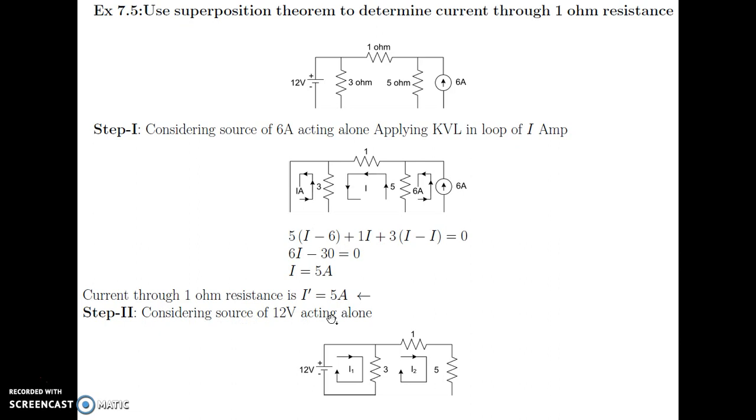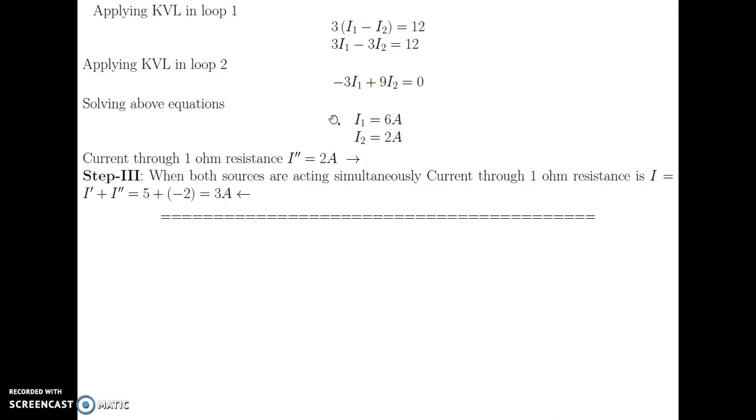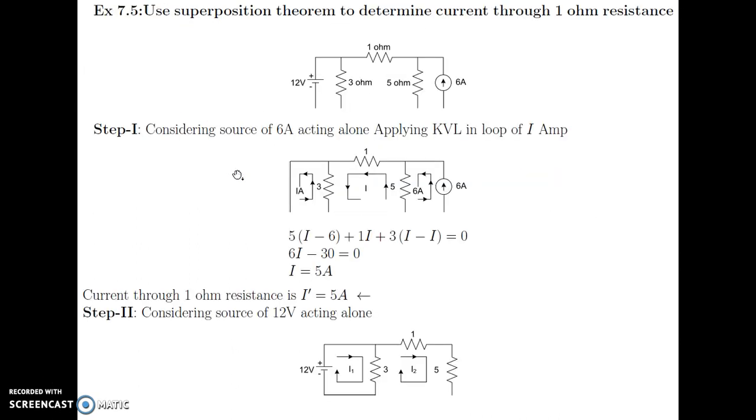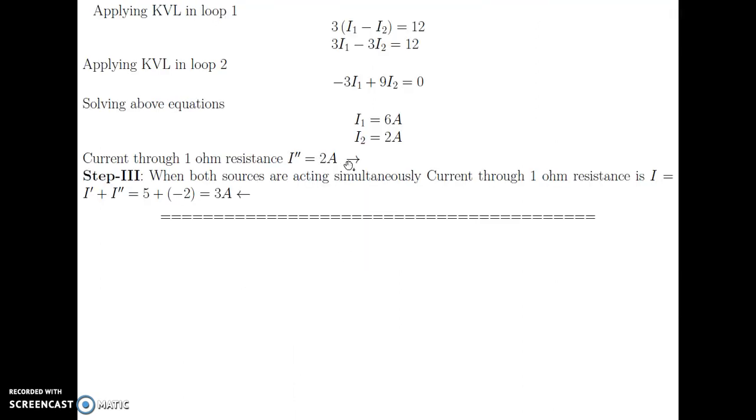Considering the 12 volt source acting alone, keep in mind this line is connected. It is not showing in the diagram, but it is actually connected. The 6 ampere source is considered open, as a current source is open circuited. As it is open circuited, we get two loops, I1 and I2. If we apply KVL in the I1 and I2 loops, we get the two currents I1 and I2. So the current through this 1 ohm resistance is 2 ampere.